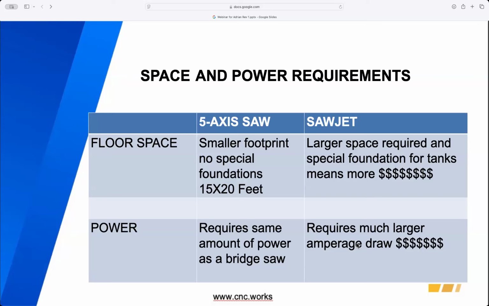And then you also have to look at the power requirements. I go into a lot of shops that are starving for power. Those are the two main things I see, water and power. But with the 5 axis CNC saw, you can run it with a lot less power. When you go Sawjet, that intensifier pump pulls a lot of power. So you've got both of them.